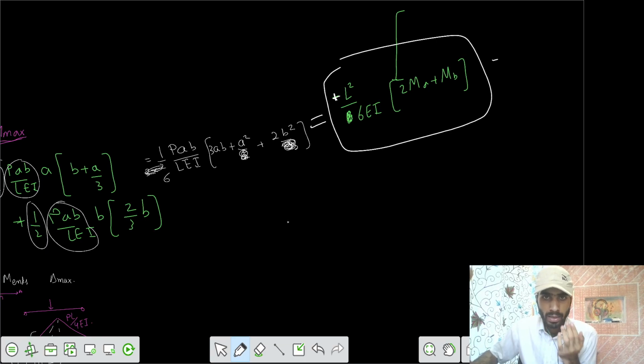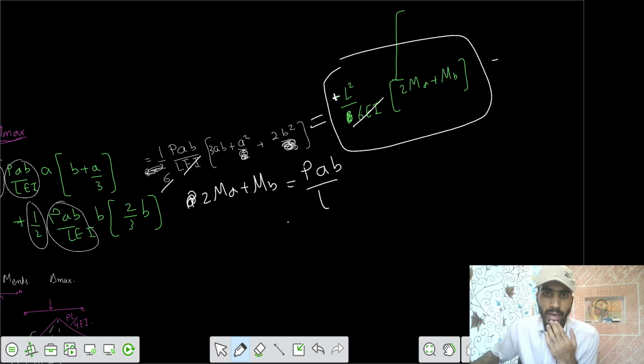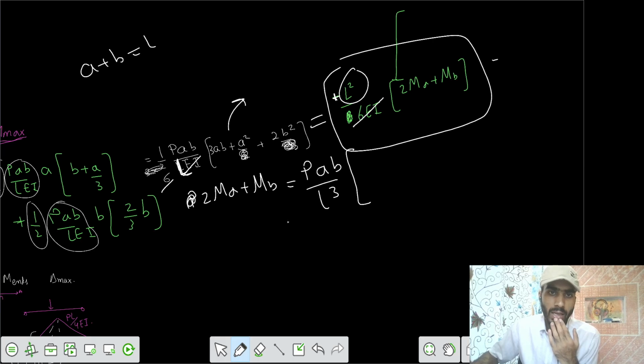Now see, here the length is EI into 6 and EI into 6, it gets cancelled, so we are left with 2Ma plus Mb equals to Pab by L cube. That's L square into L, that becomes L cube. Then let's make this function in terms of a plus b, because a plus b equals L. Then we can cancel one of the L lengths.